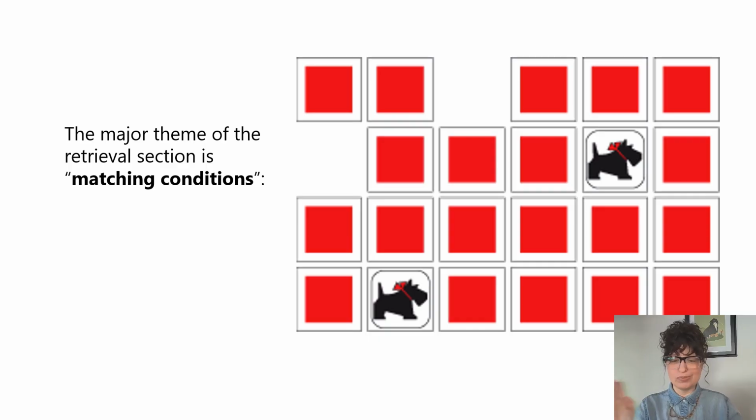But whatever way you slice it, the major theme of the retrieval section is matching conditions. So whether those conditions are external, whether they are internal, like physiological or psychological, whether they are mental processes, reinstating conditions of encoding at retrieval is how you're going to make retrieval better.